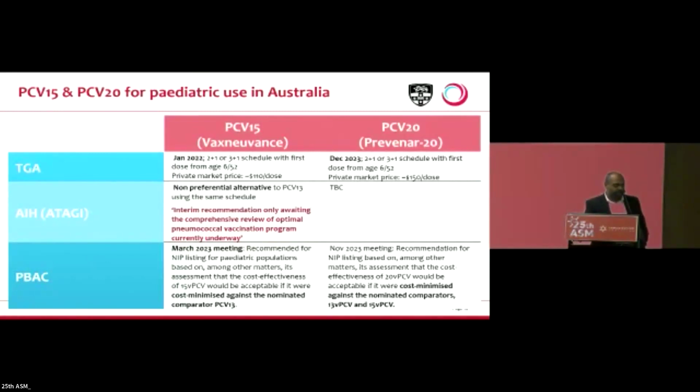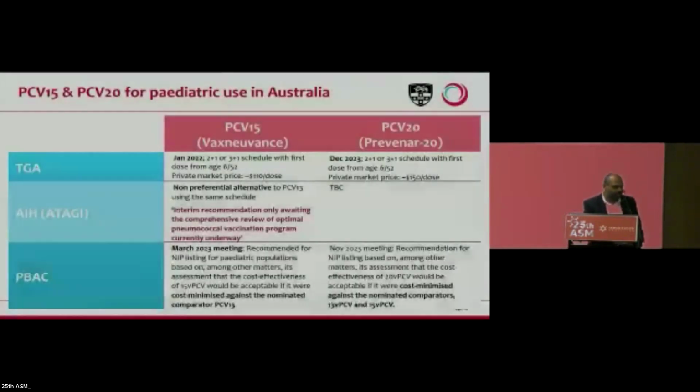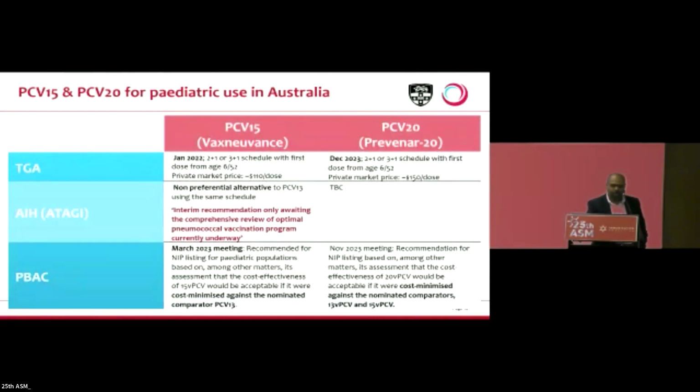What does the Australian Immunisation Handbook say? On the ATAGI recommendation, for PCV15, ATAGI says to use it in children as a non-preferential alternative to PCV13, and they are only interim recommendations. ATAGI is currently undertaking, as the handbook says, a comprehensive review of the optimal pneumococcal vaccination program.